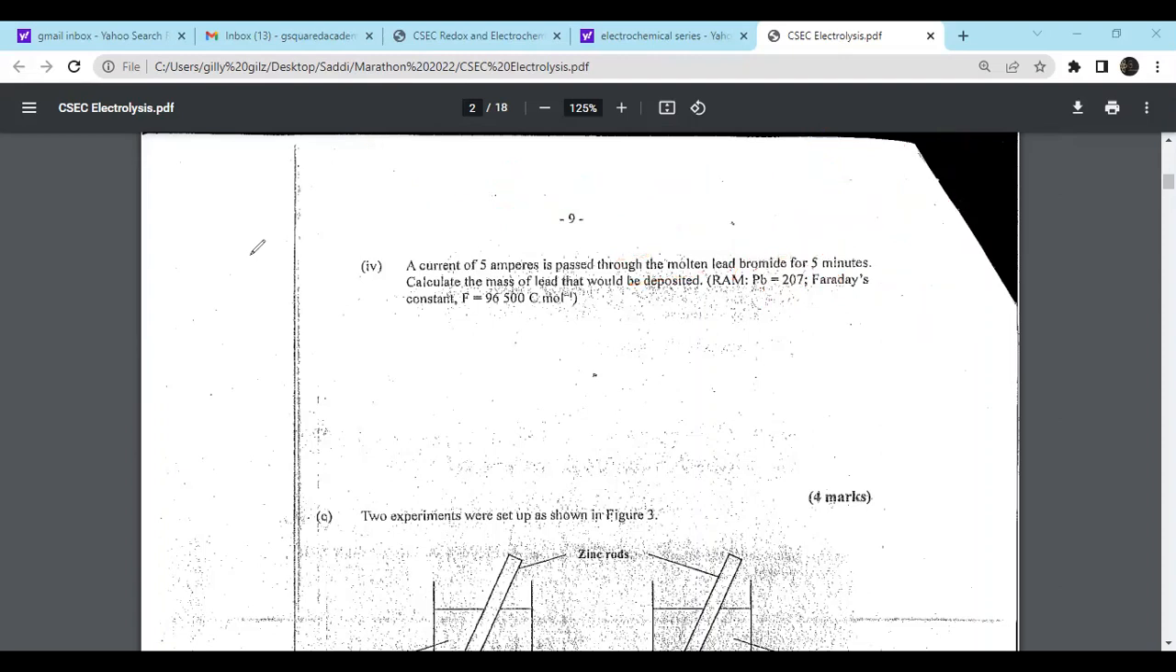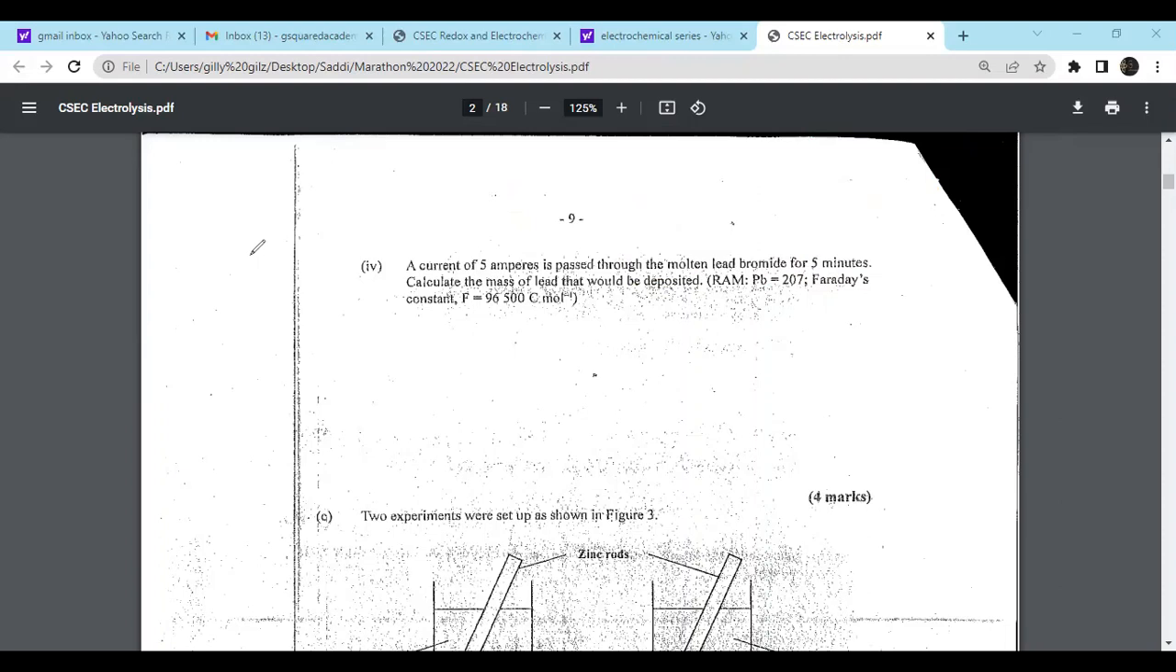Now they're saying calculate the mass of lead that would be deposited. So basically they're saying if you run a current of 5 amperes for 5 minutes, which equates to a charge of 1,500 coulombs, how much lead would this deposit? That is what the question is asking you. How are you going to work that?